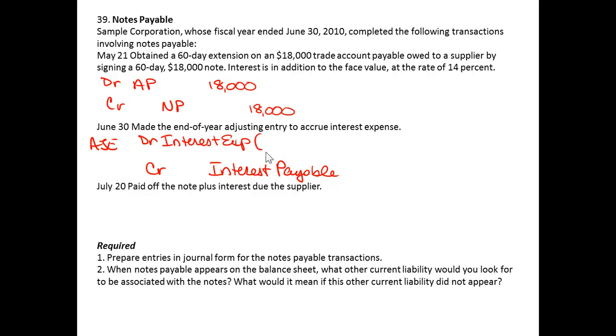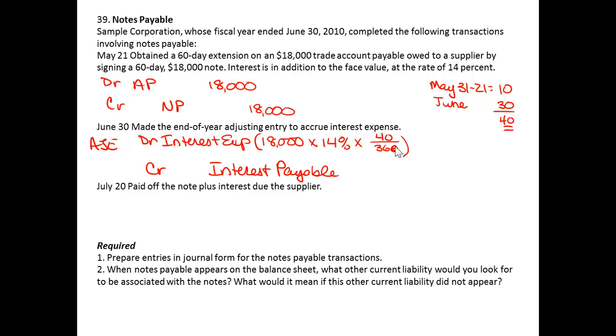Now, how you find this interest is it's the principal, $18,000, times the interest rate, which is 14%, times time. And so we have to figure out how many days there are between May 21st, and we know that May has 31 days, so minus 21, so that's 10 days of interest in May, and June has 30 days, so that's a total of 40 days that we've used the money.